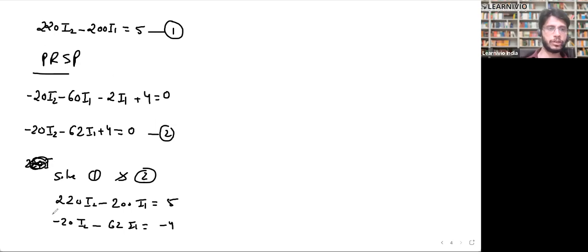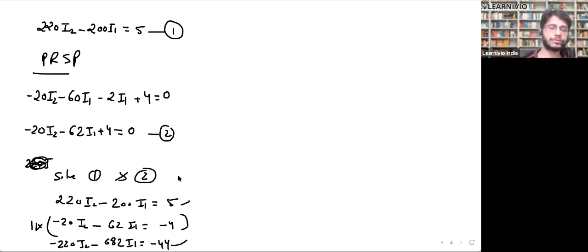If I multiply this whole equation by 11, I will get minus 220 I2 minus 62 into 11 I1. How much is 62 into 11? 682. So minus 682 I1 is equal to minus 44. Now I can solve these two equations by adding them.